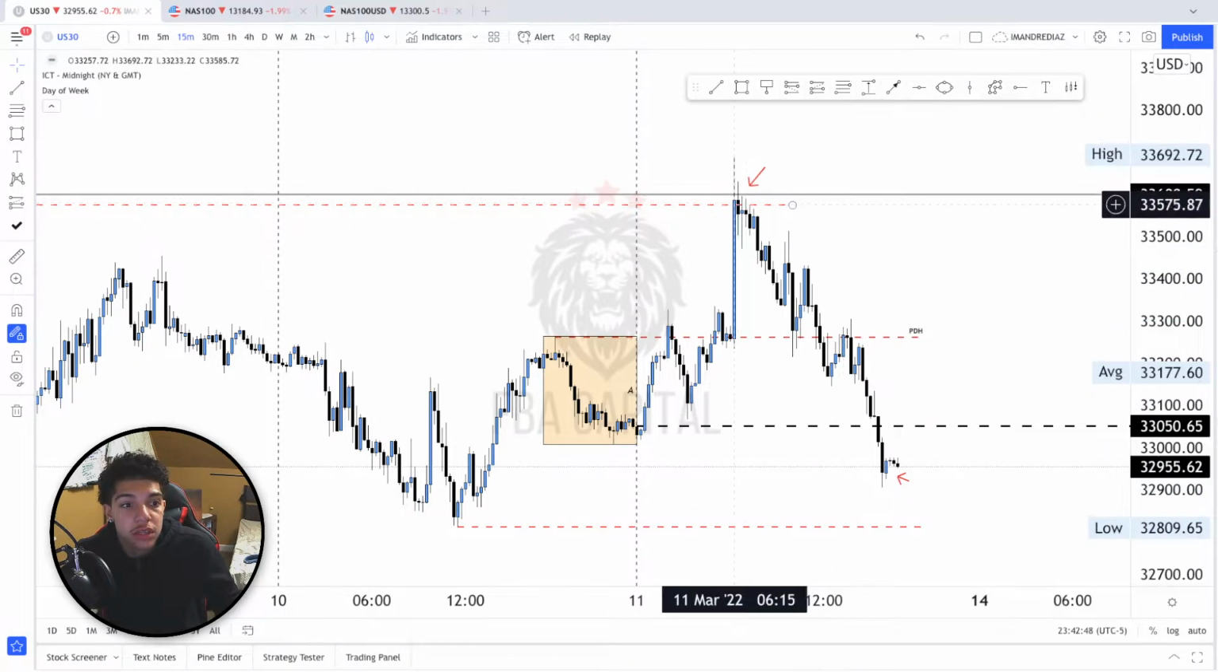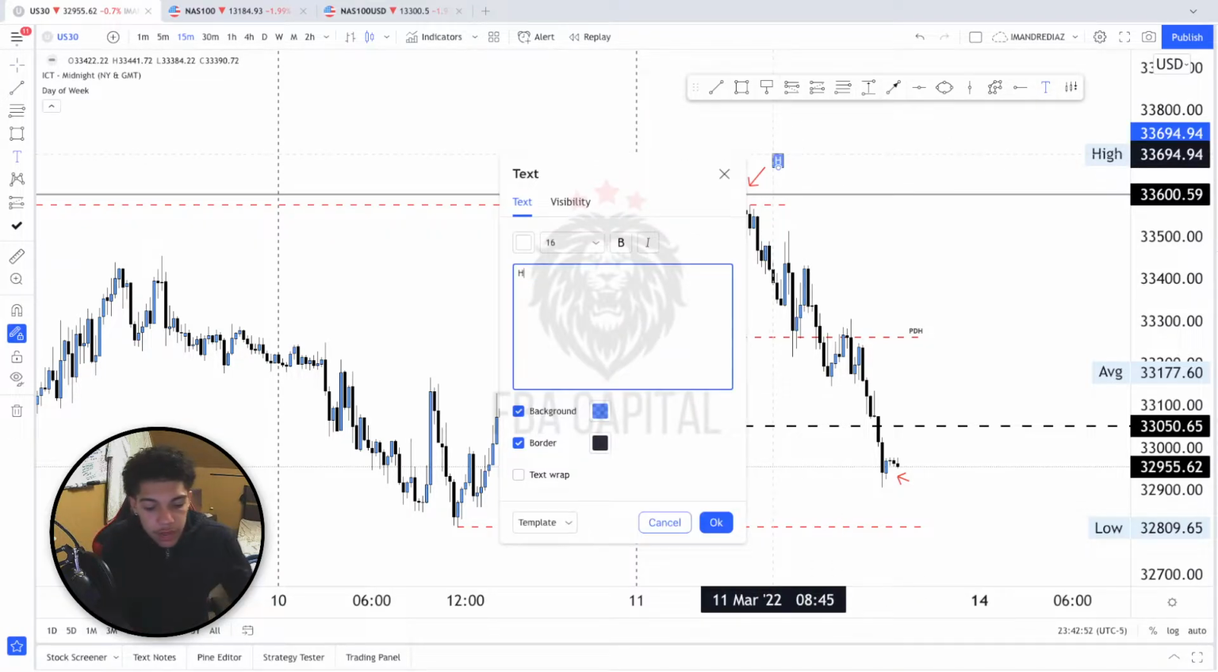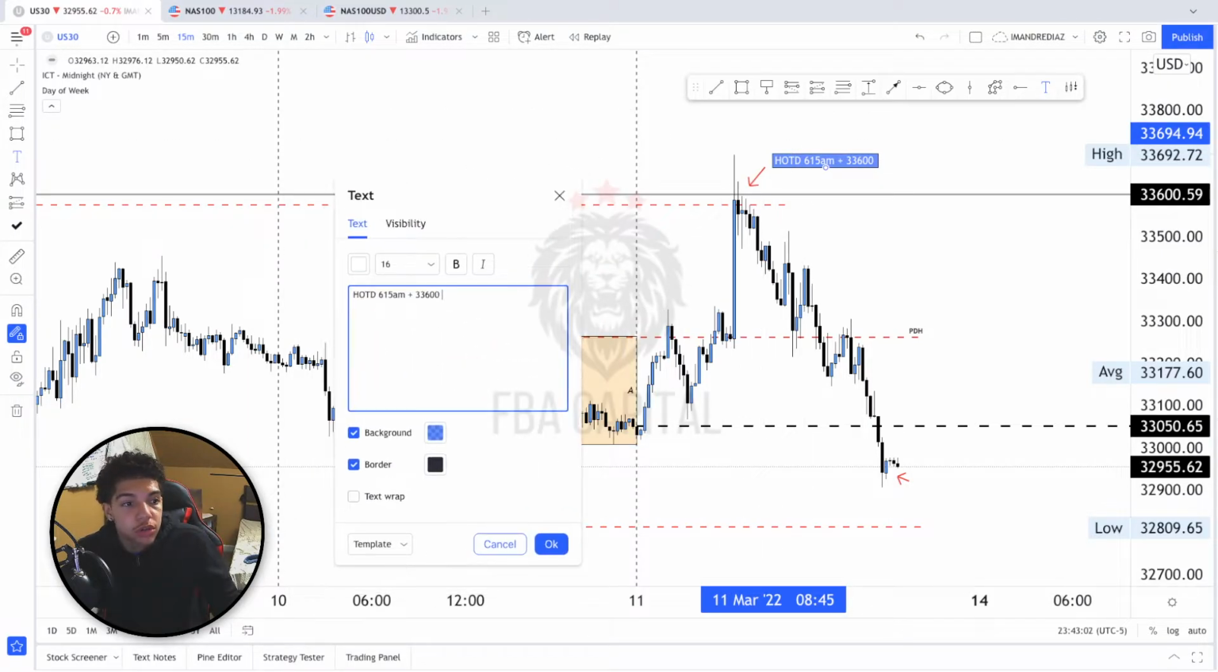So we're going to annotate this. At what time does this happen? 6:15 in the morning. So we have the high of the day at 6:15 a.m., along with the rejection of 33,600. What else do we have? I think that's the majority of those confirmations, honestly.